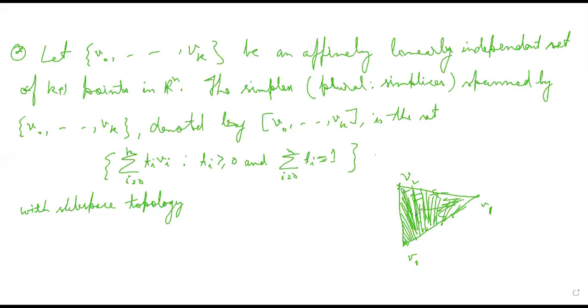Now if you put t0 equal to 0, then what will you get? You will get basically this boundary. If you put t2 equal to 0, then you will get this. If you put t1 equal to 0, then you will get this, right? In other cases, you will get points inside. So that you can verify.